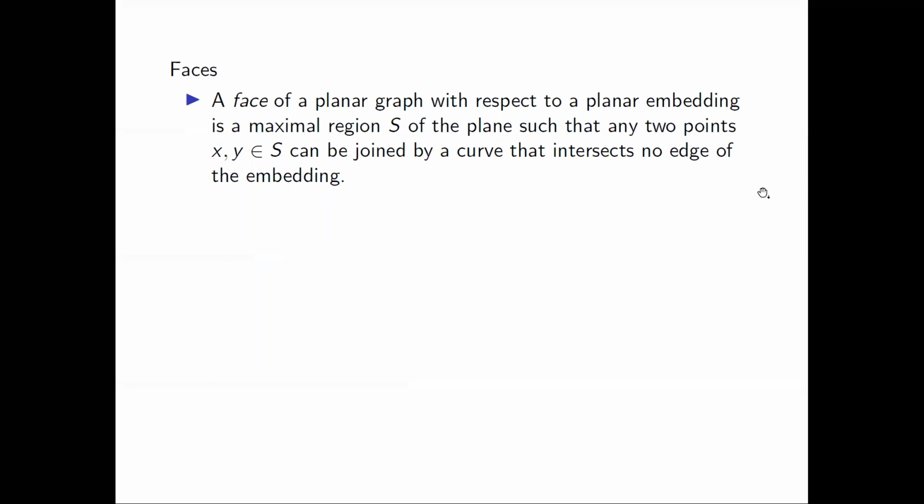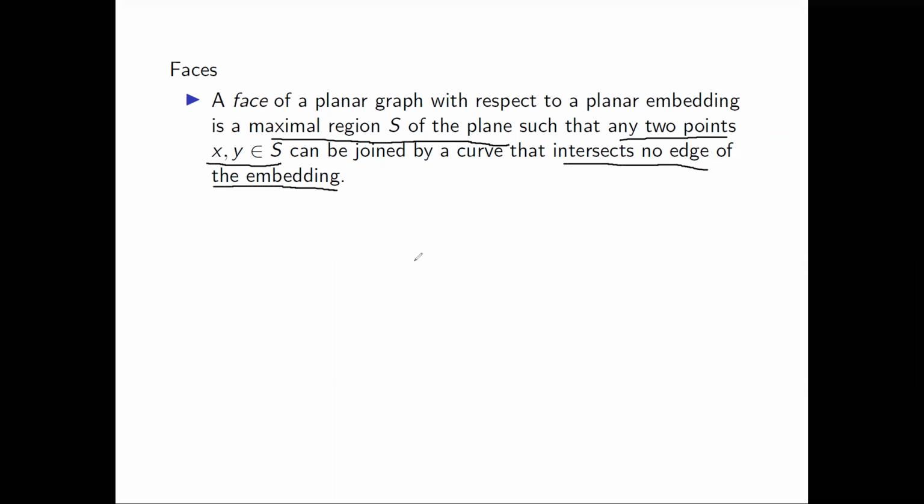In all of those pictures that we saw on the last slide, in all of the planar embeddings at least, we had vertices, we had edges, and we had a third thing called a face, which is a maximal region of the plane with the property that for any 2 points in the region, you can join them by a curve, and that curve must intersect no edge of the embedding. To illustrate this definition of a face, let's consider a few different pictures.